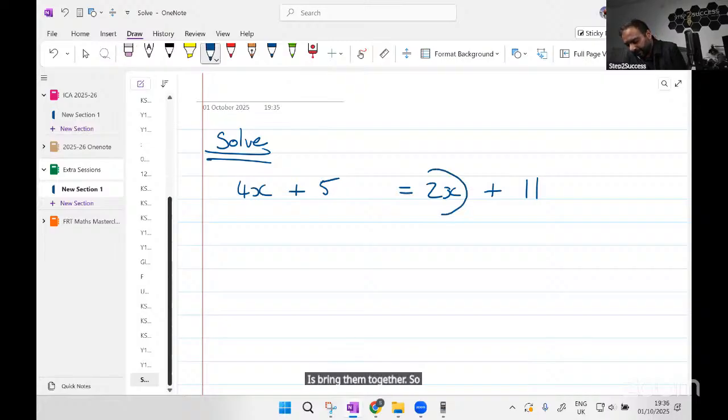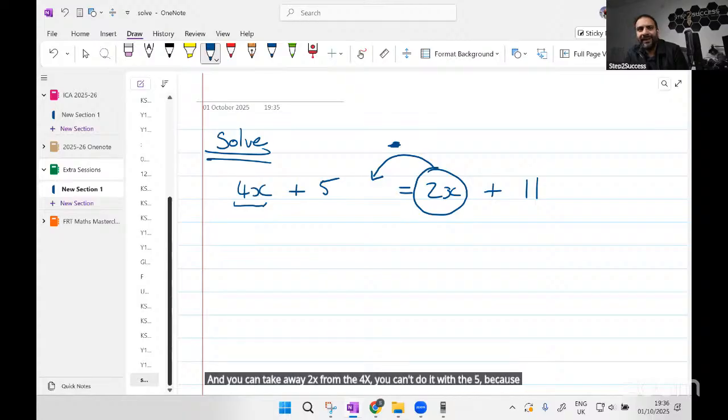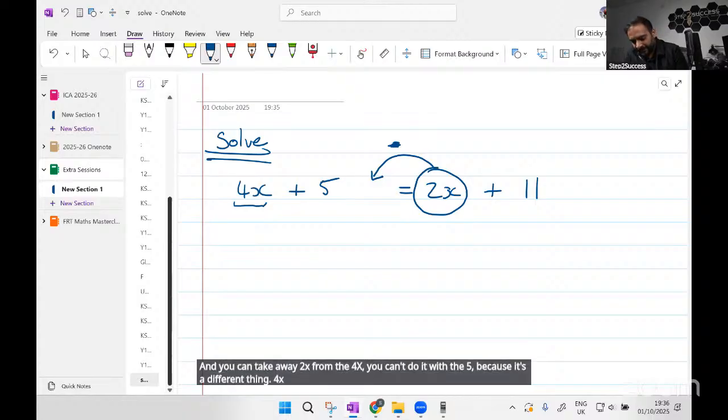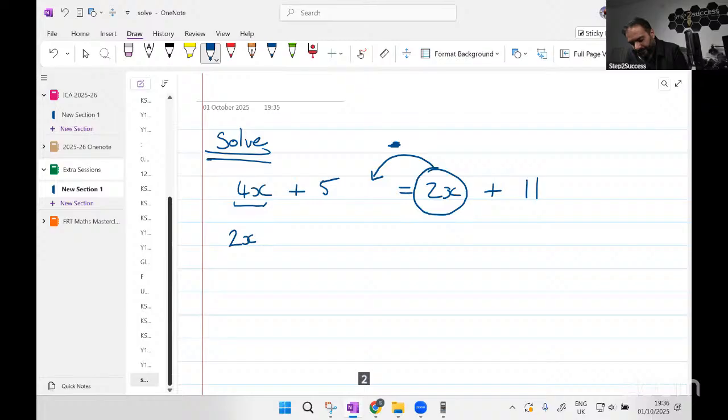So what I'm going to do is move this to here. Now, when that moves over, it will minus because it's a plus 2x right now. So when it moves over, it minuses. So you have to do 4x, and you can take away 2x from the 4x. You can't do it with the 5 because it's a different thing. 4x take away 2x gives you 2x. That 5 is still there. And on the other side, the 11 is still there.